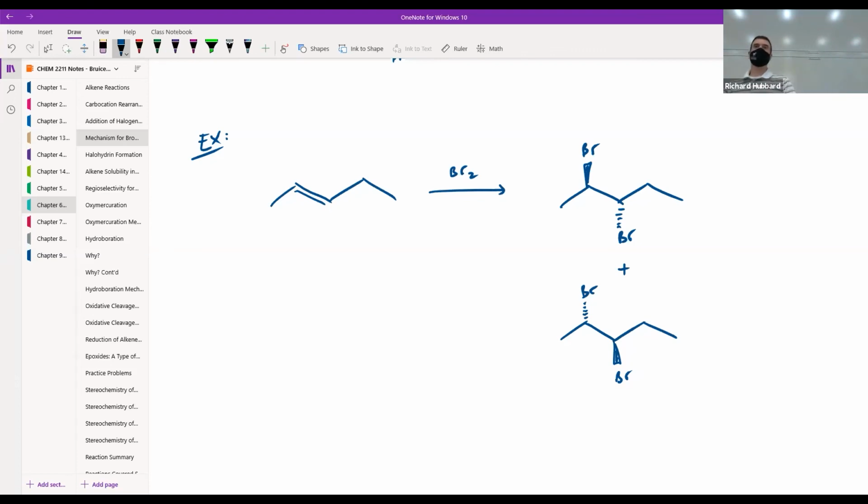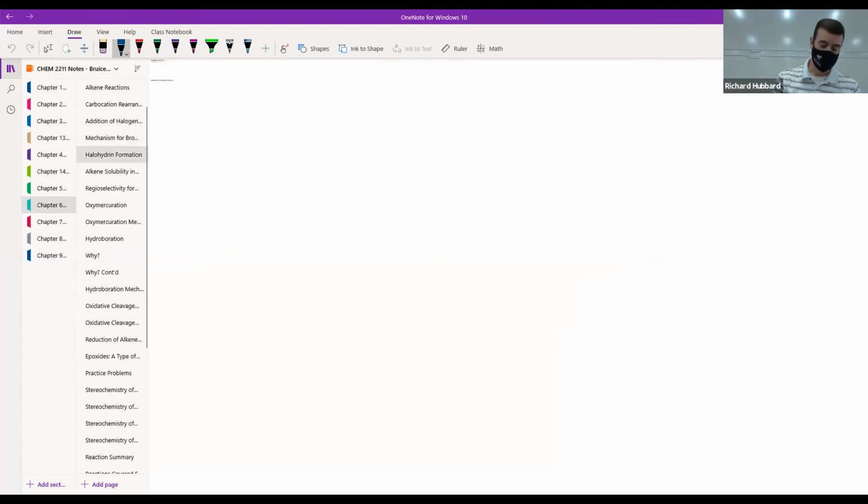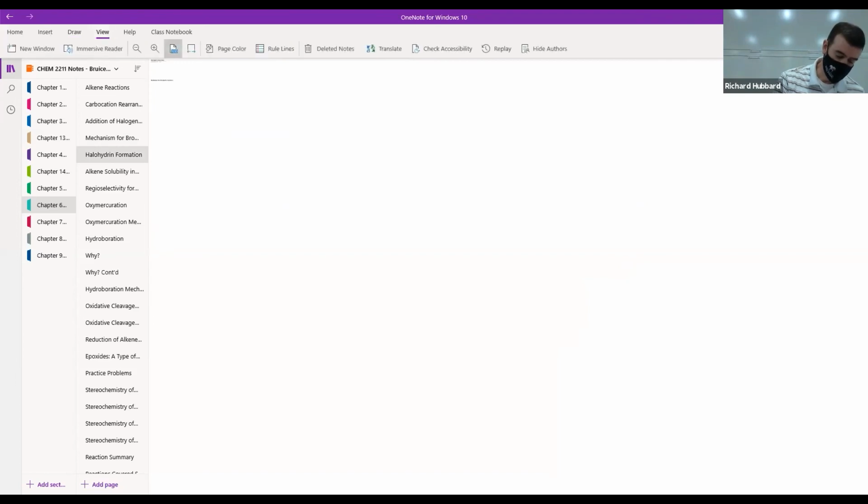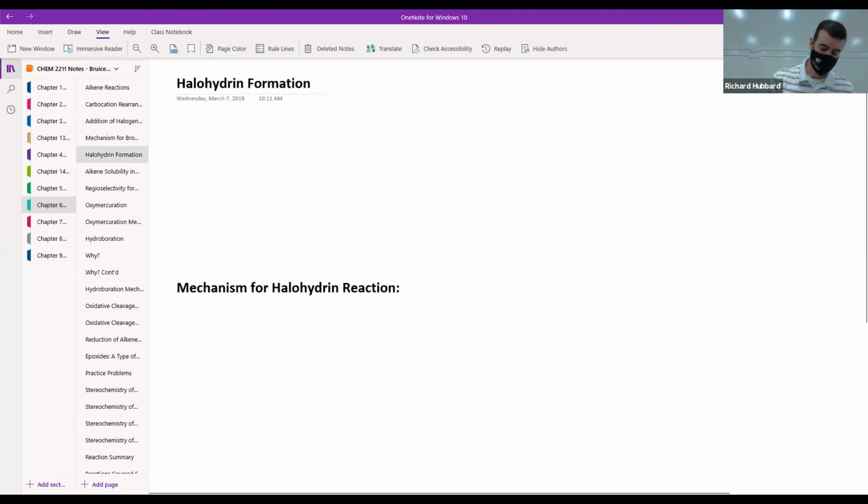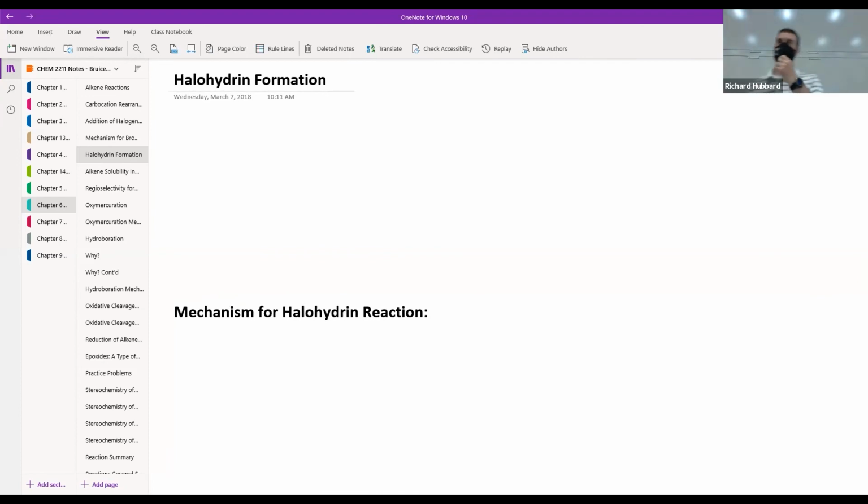So let's take this and do what we did with hydration. With hydration, we modified it by taking water out and putting an alcohol in. Let's modify this. What we're going to do here is form something called a halohydrin, which means the addition of an OH and a halogen. So an OH and a Br, OH and a Cl. Chlorine and bromine is where we're going to see this happening.